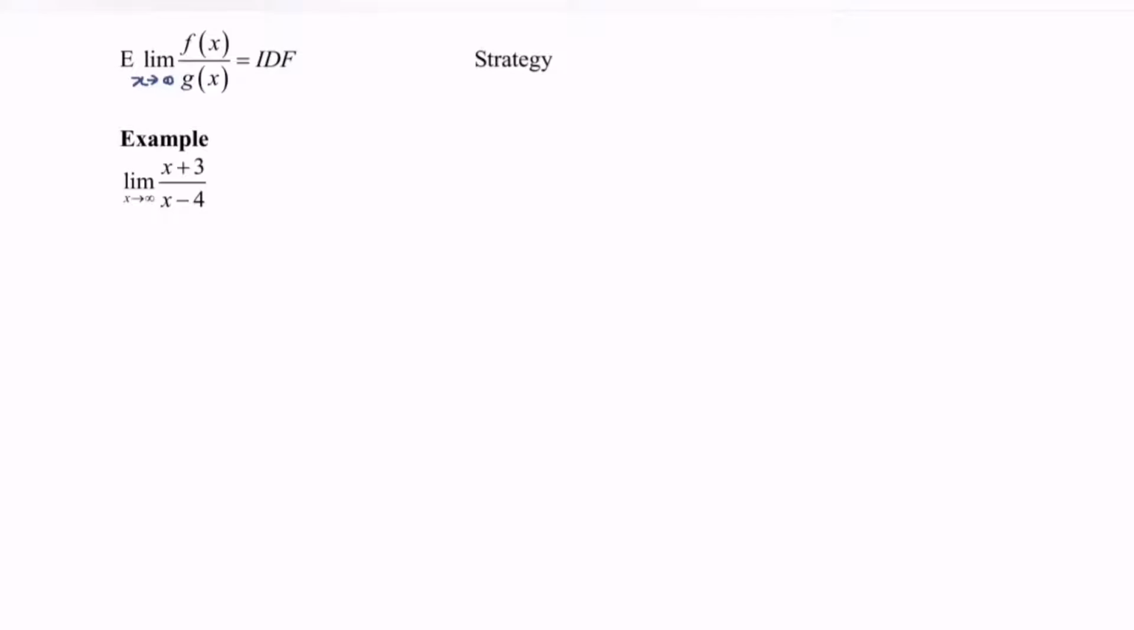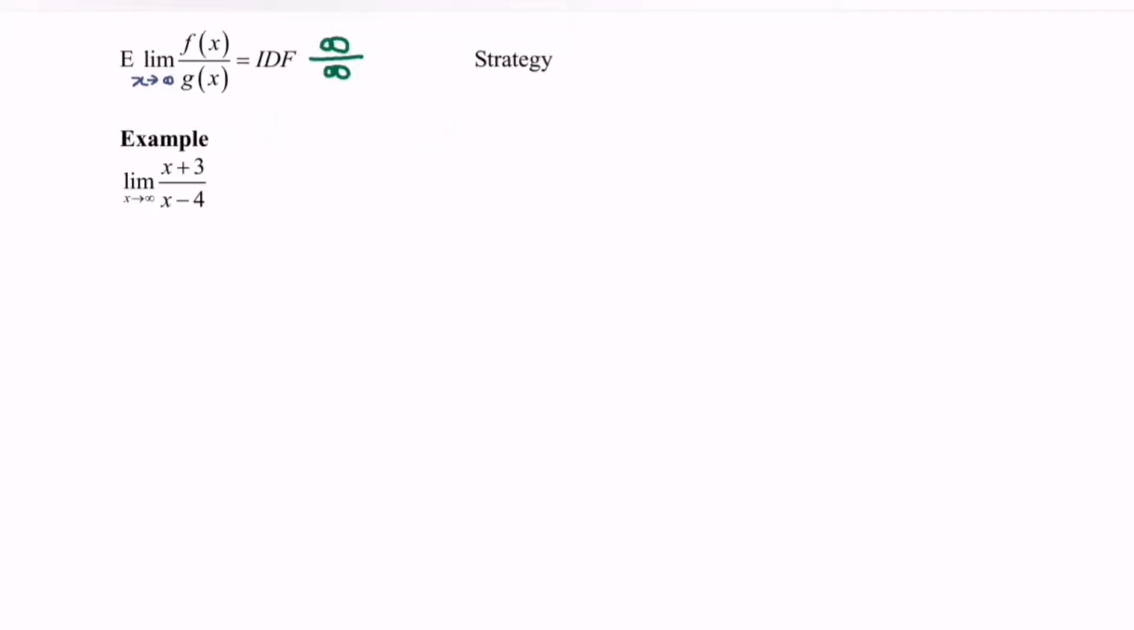Hello everyone, in this video I'm going to discuss the topic limits. Here we have part E. Limit when x approaches infinity for the function f of x over g of x. If we obtain the situation infinity over infinity, we denote it as IDF, or indeterminate form.